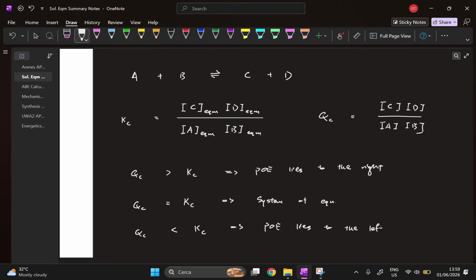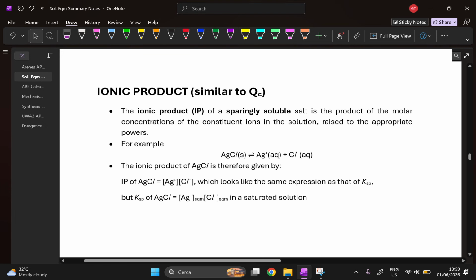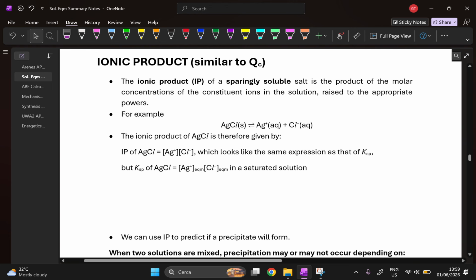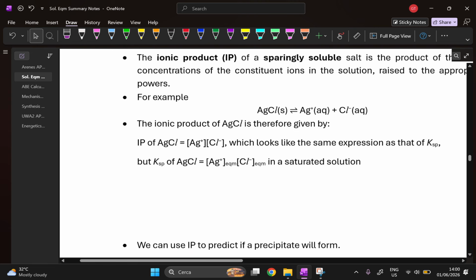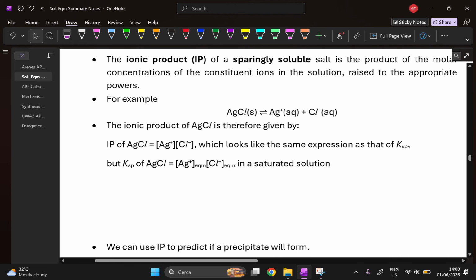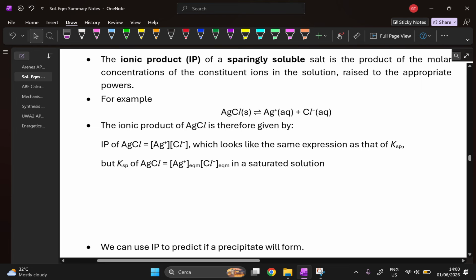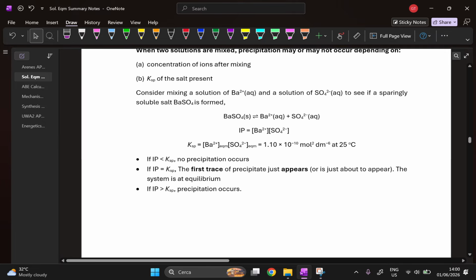Okay? Understand? So this ionic product, as Mr. Lim's notes have pointed out, the concept is quite similar to that of Qc. So IP has the same expression as Ksp, except that in Ksp, these concentration terms are equilibrium concentrations. For ionic product, these concentration terms here are instantaneous concentrations. Okay? If you need time to digest, please go back to your chapter 7 notes in order to better appreciate the concepts of dynamic equilibrium, position of equilibrium, all that. But assuming that you have a good grasp of that chapter, let us go on now to ionic product.